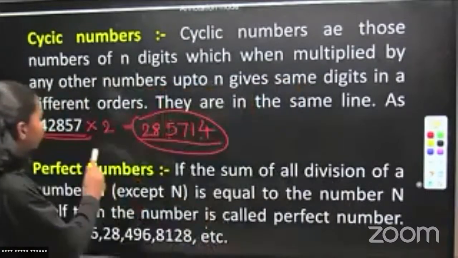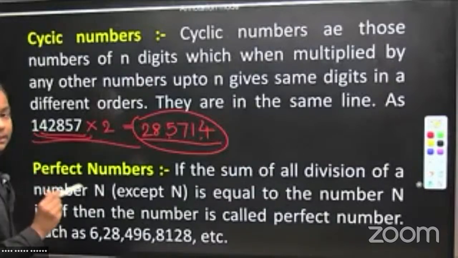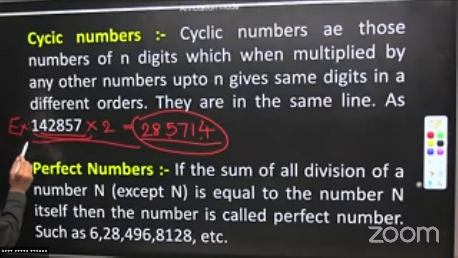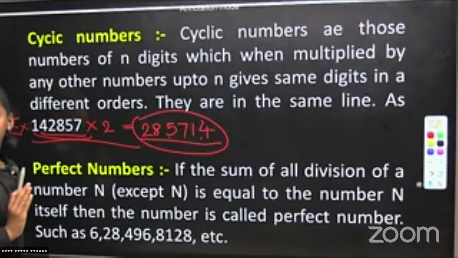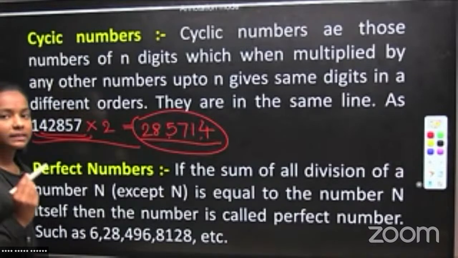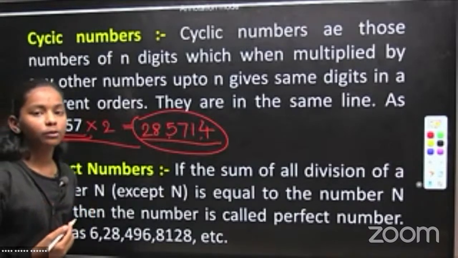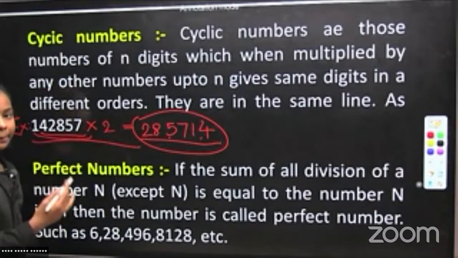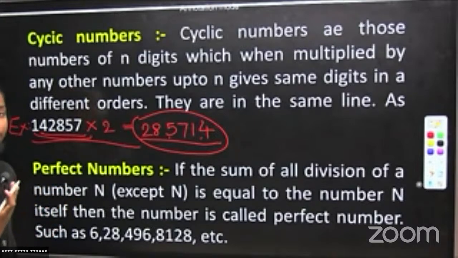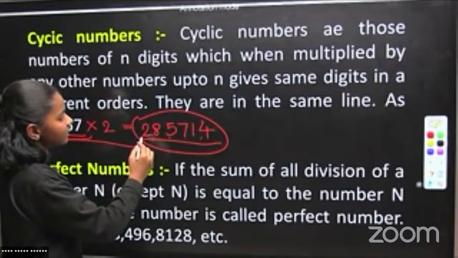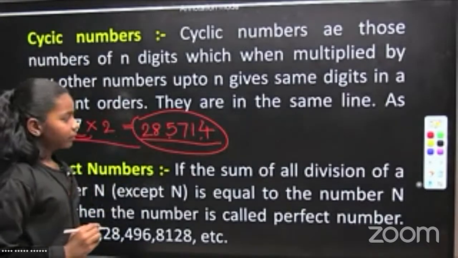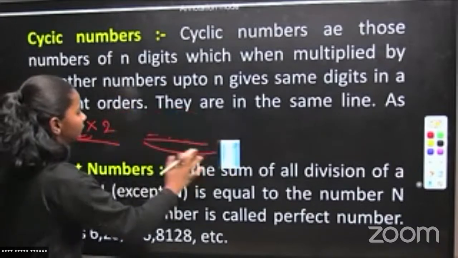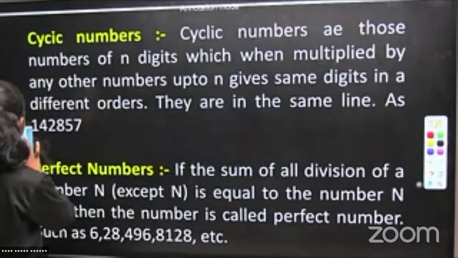Now see, first see this example. 1,42,857. The number is multiplied by 2. Firstly, we multiplied the number by 2. The answer is 2,85,714. See here, I will multiply it again.